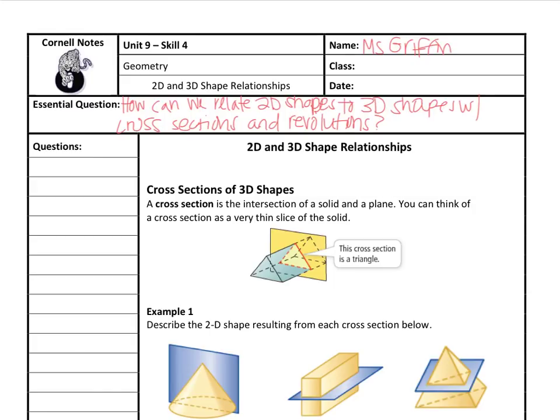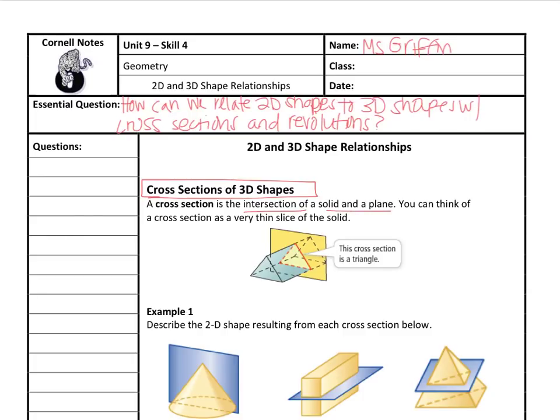We're taking a look at Unit 9, Skill 4, where we are thinking about relationships between 2D and 3D shapes. So our essential question says, how can we relate 2D shapes to 3D shapes with cross-sections and revolutions? The first thing we're going to talk about is the cross-section of a 3D shape. And it's defined here as an intersection of a solid and a plane.